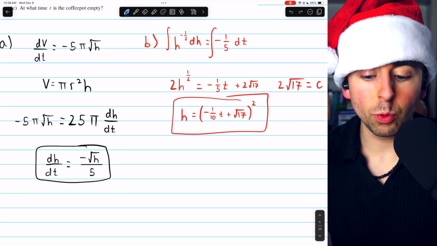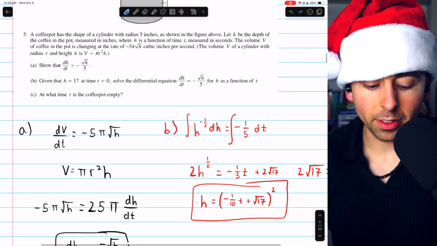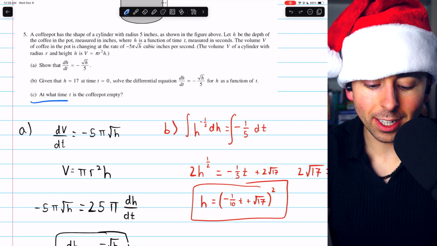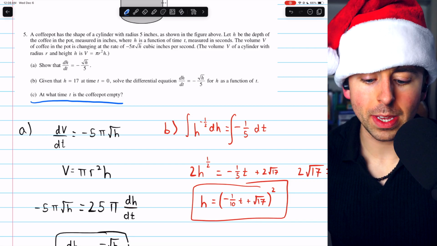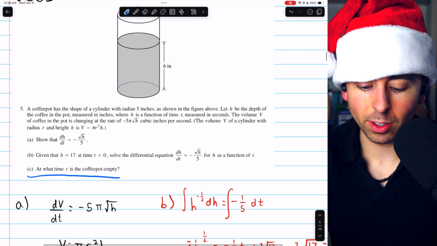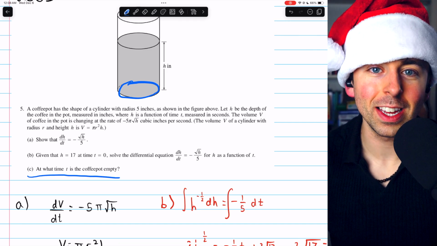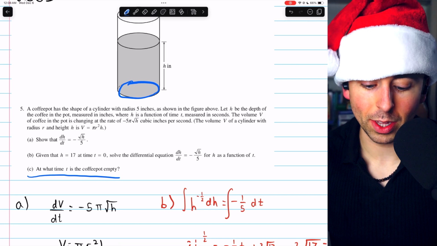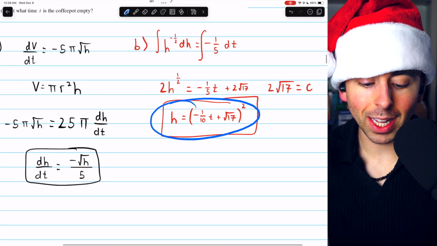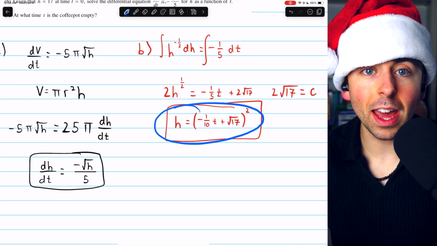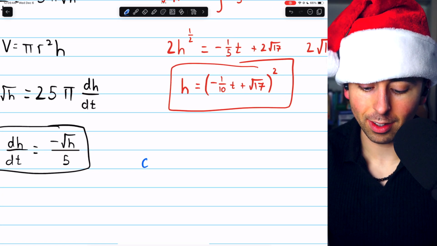And we're in luck because we can very easily use our solution to part B to answer part C. Part C asks, at what time t is the coffee pot empty? Well, the coffee pot would be empty when the height reaches 0. That would mean that the coffee is all the way at the bottom. There is no coffee. When the height is 0, that's when there's no coffee. So we need to come to this equation and plug in 0 for h and then solve for t. Now, if we plug in 0 for h, I'll write that this is part C.